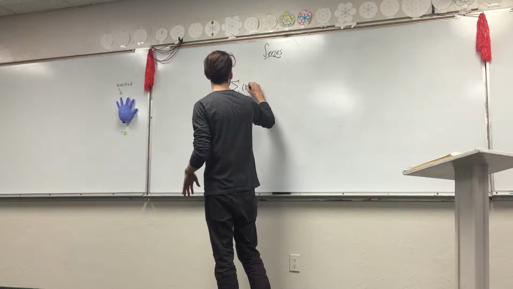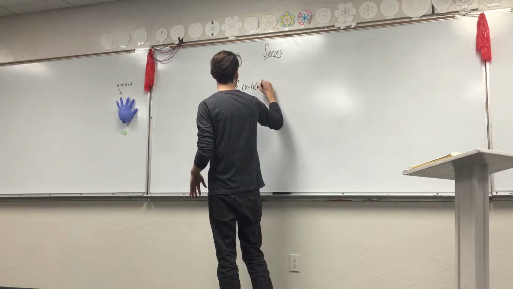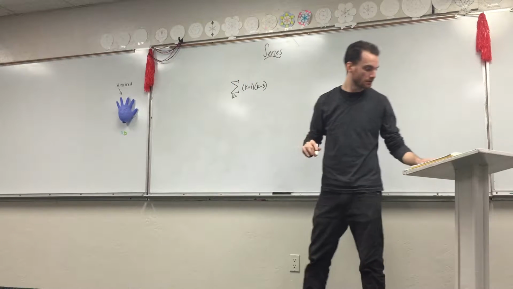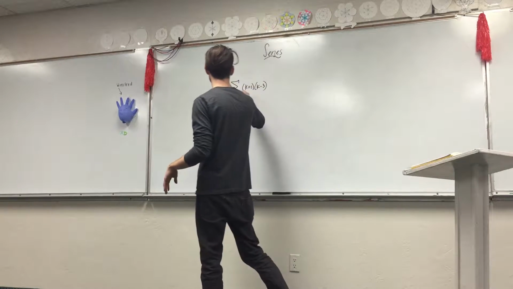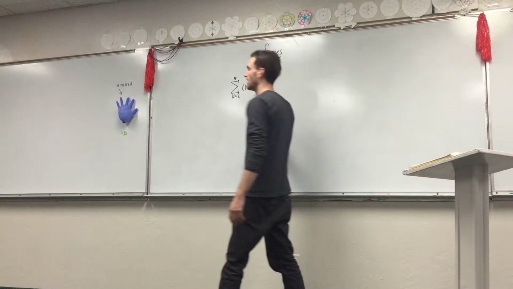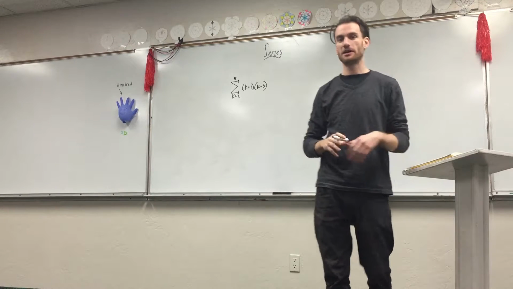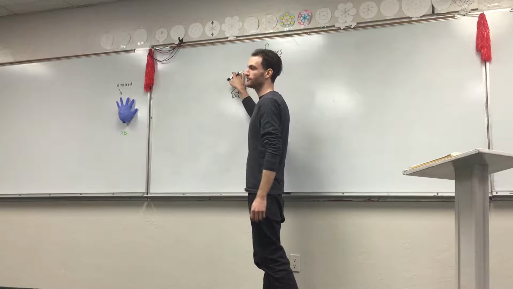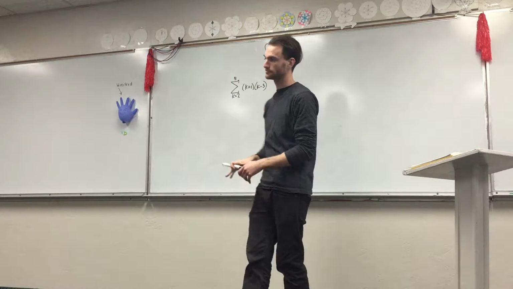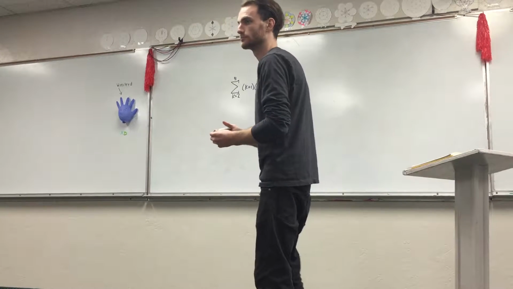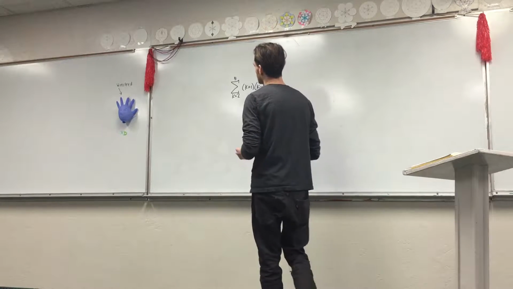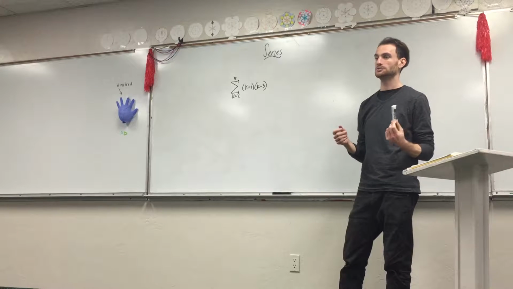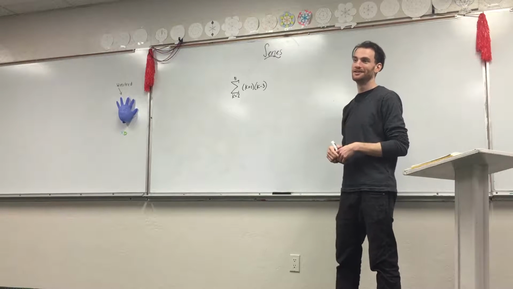Maybe two more. The sum from k equals 2 to 5 of (k plus 1) times (k minus 3). So obviously it can be any letter, it doesn't have to be i or n or anything, it can be any letter. So k goes from 2 to 5. Any idea what I should do here? Plug in 2. K equals 2. Yeah, I could do that.